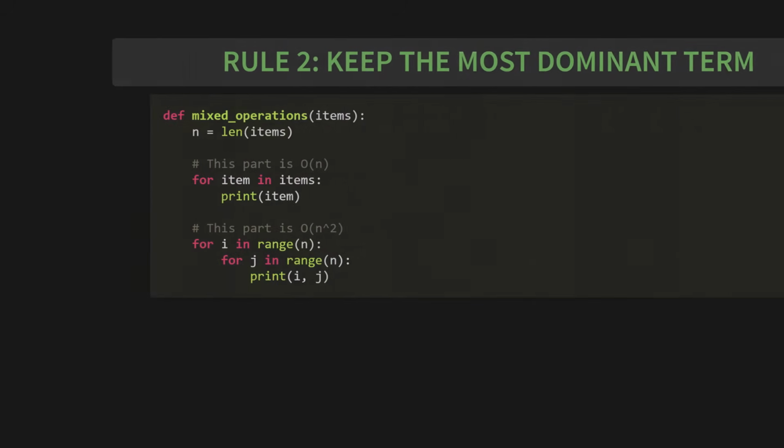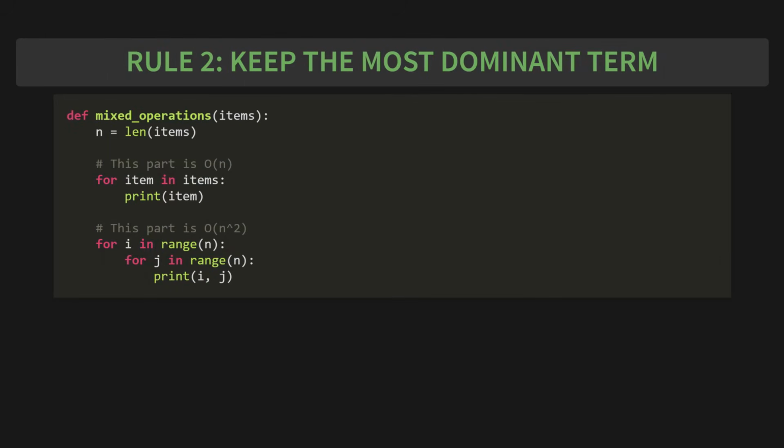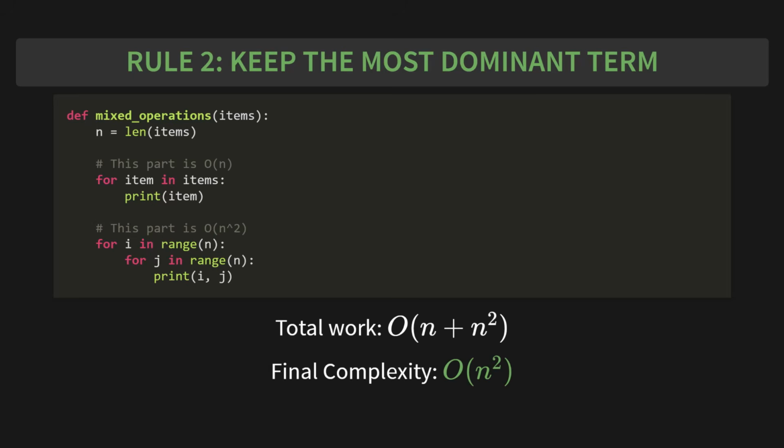Here's this in code. A function called mixed operations. First, we get the length of the items, n. This first part, the single for loop, we already know that's O of n. But look at this next part. We have a nested loop, a loop inside of a loop. This part is O of n squared. So the total work is O of n plus n squared. But again, what's the rule? Keep the dominant term. The final complexity is O of n squared.